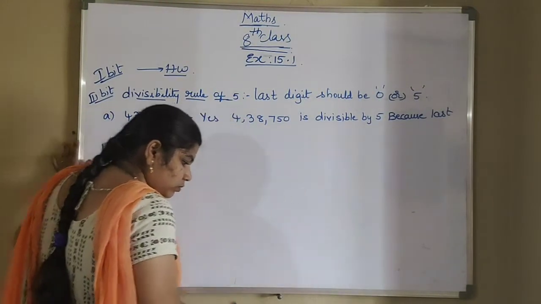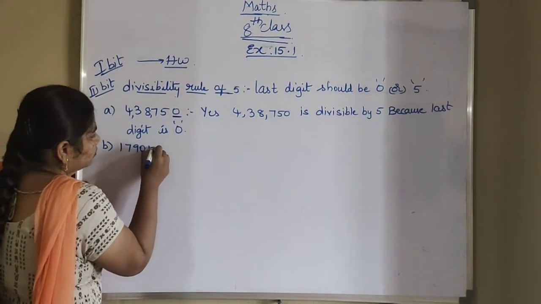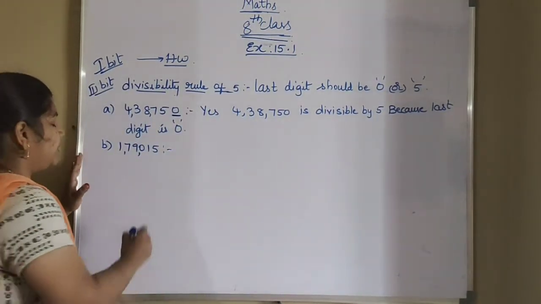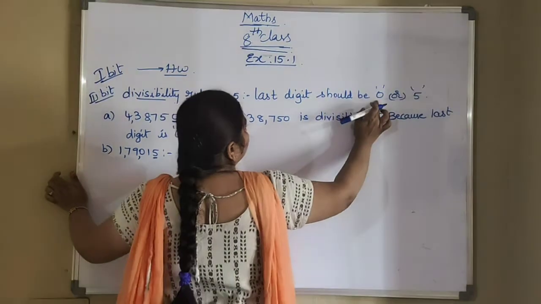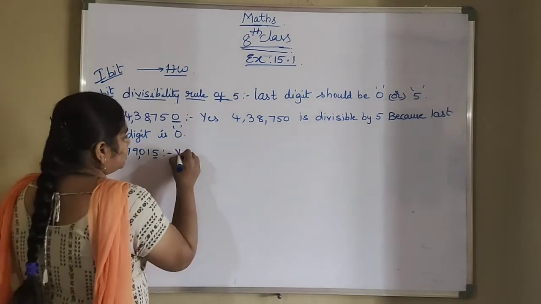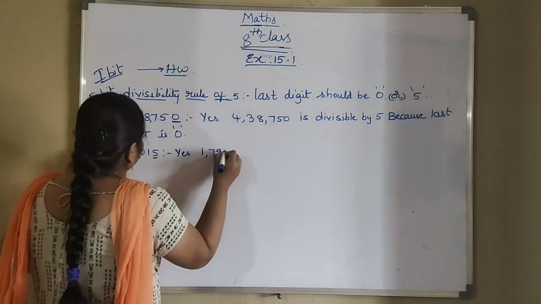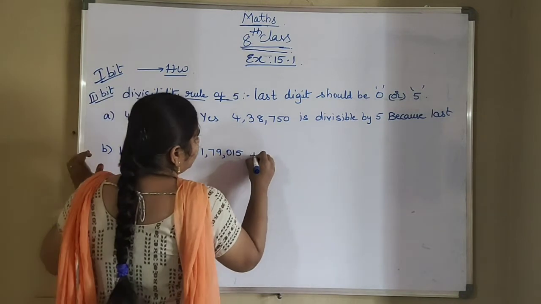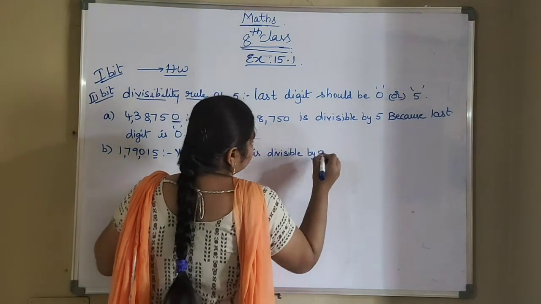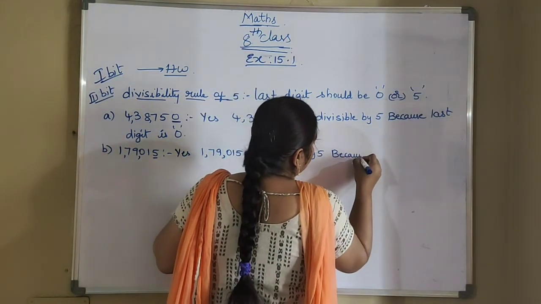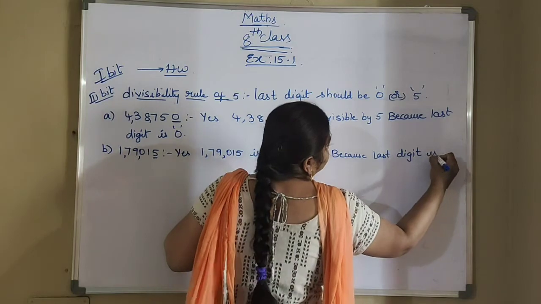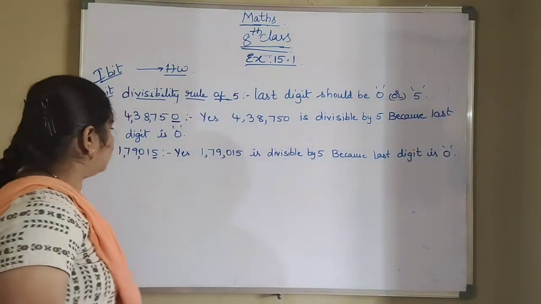Okay, next one, B bit. What is B bit now? One lakh 79,015. So what is the last digit here? It is ending with 5. So in our rule we are having 5 also. So we can say that this number is also divisible by 5. So yes, 1,79,015 is divisible by 5 because last digit is 0. Last digit is 5, sorry.